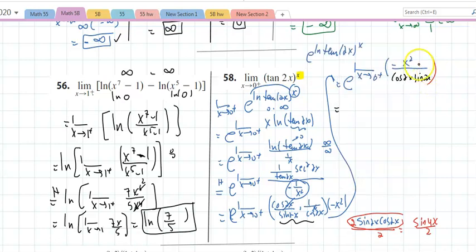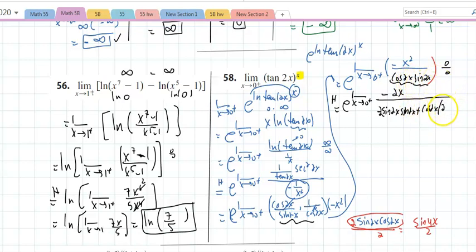So now, if you put 0 in, you do get 0 over 0 as well, so by L'Hopital, e to the limit as x approaches 0 from the right. The derivative of the top is negative 2x. The derivative of the bottom is the product rule. Derivative of cosine, negative the sine of 2x times 2, times sine of 2x, plus cosine of 2x times the derivative of sine of 2x, which is cosine of 2x times 2.